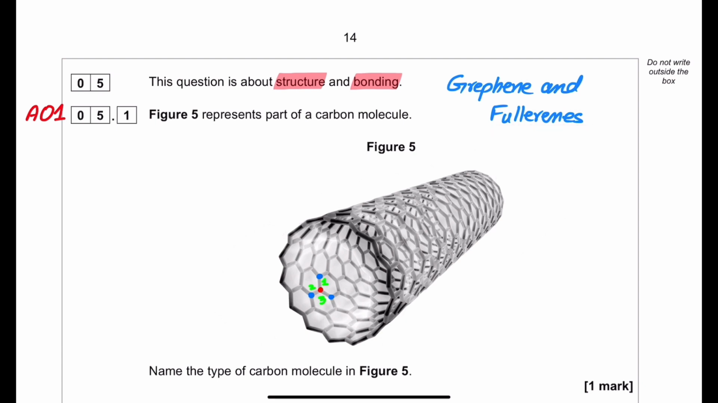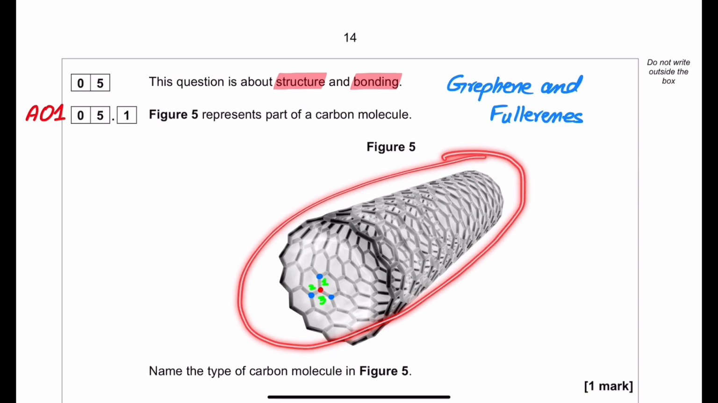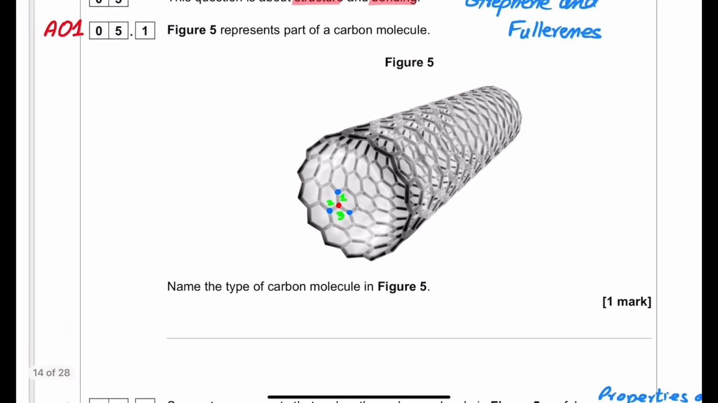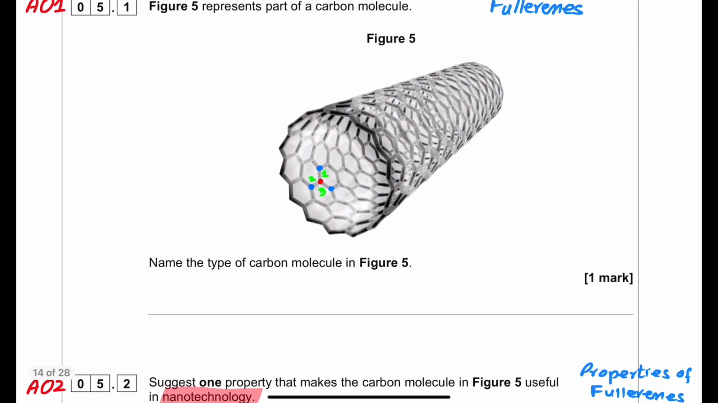Name the type of the carbon molecule in figure number 5. The name of this molecule is fullerene, and some students write the word Buckminsterfullerene, which is a wrong answer. It is a nanotube or it is a fullerene. So the correct answer is fullerene.